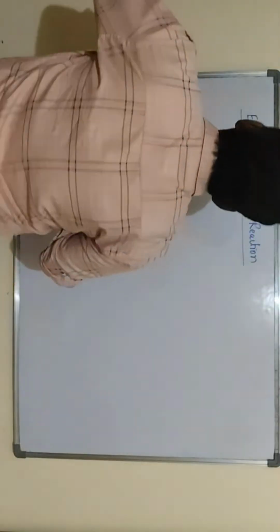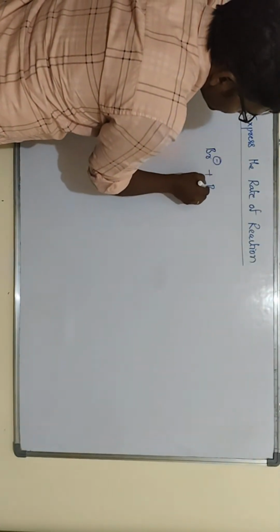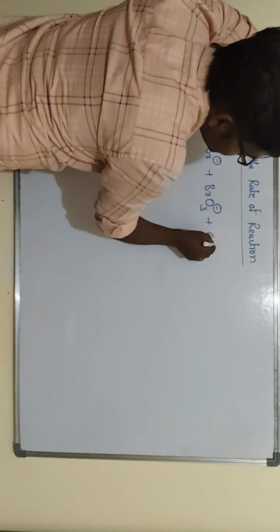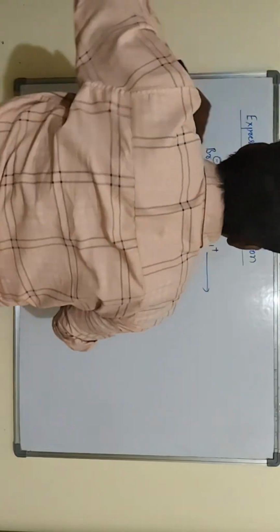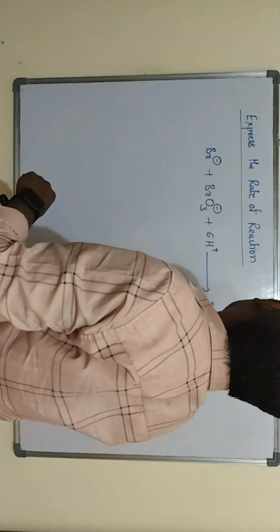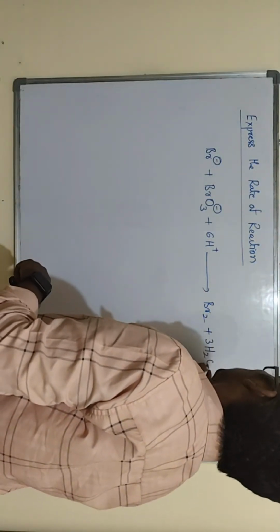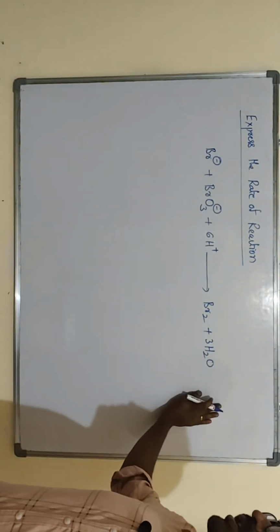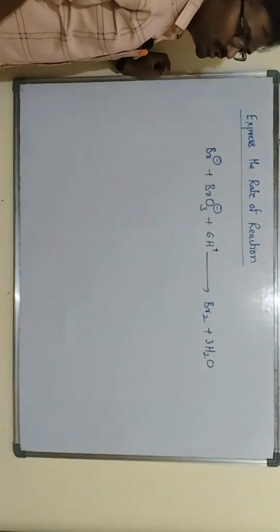One of the reactions given in the NCERT textbook is Br minus plus BrO3 minus plus 6H plus, which gives rise to 3Br2 plus 3H2O. They are mentioned like this. So this is the reaction. For this reaction, how do we represent the rate of reaction?